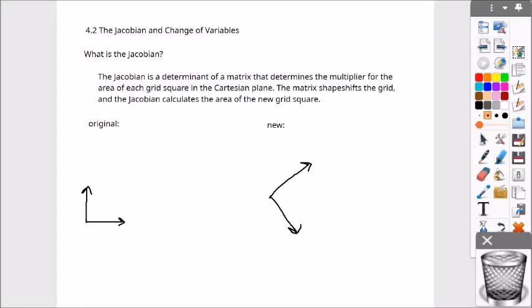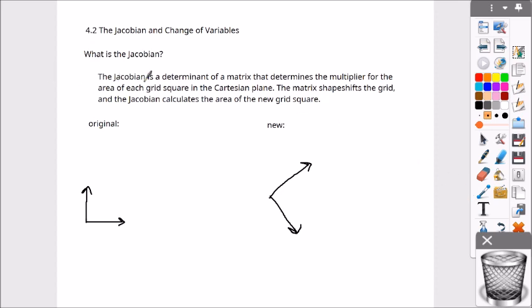Welcome back to 4.2, the change of variables and Jacobian. So far we've been dealing with rectangular regions. Today that will still be the case, but we will shift space a little. So what do I mean by shift space?